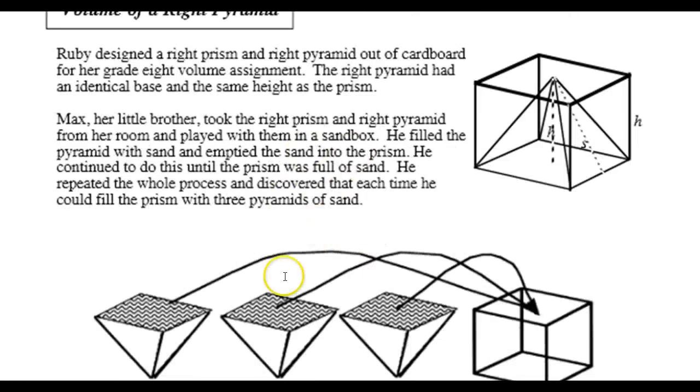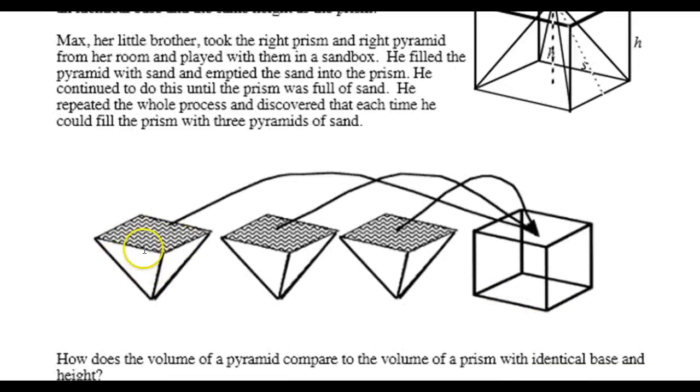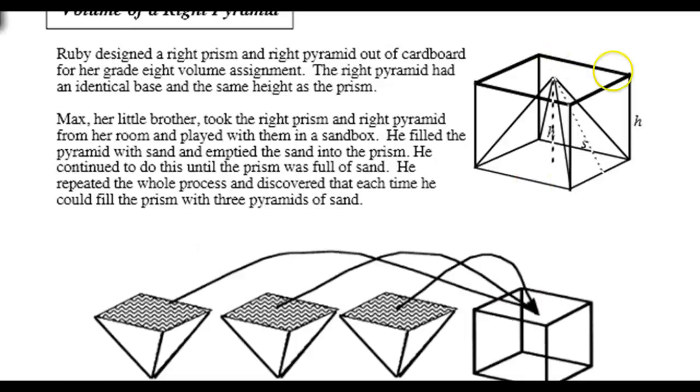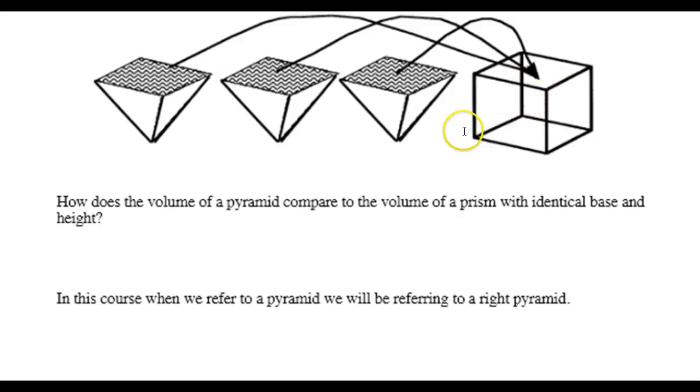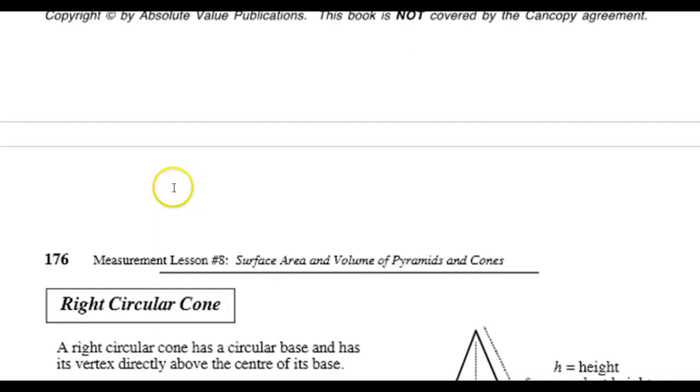If you read through this little section here, you're going to find out that it takes 3 pyramids to fill a cube or a rectangular prism. In other words, if you were to fill this pyramid here with water and then dump it into this cube, again, the key thing is that the height of the cube has to be the same height of the pyramid. You'll find out that it takes 3 pyramids to fill a cube. So therefore, the volume of a pyramid is going to be 1/3 of the volume of the cube.